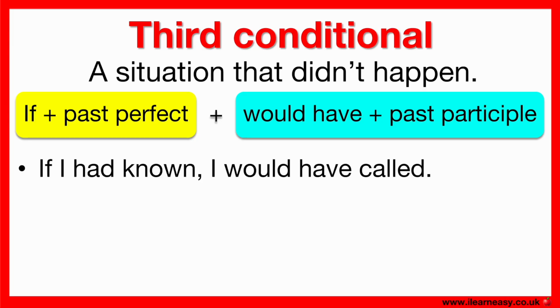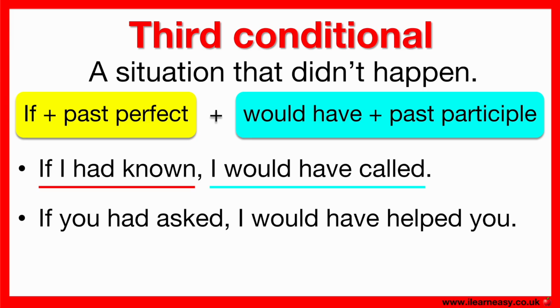For example, if I had known, I would have called. This situation didn't happen, but looking back, if I had known, then I would have called. The if clause comes first, followed by the main clause. The if clause follows the structure if plus the past perfect, and the main clause follows the structure would have and the past participle.